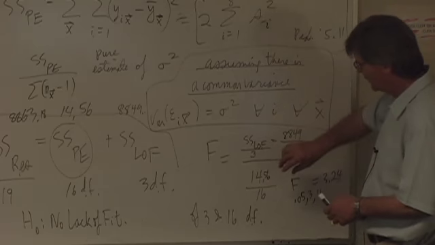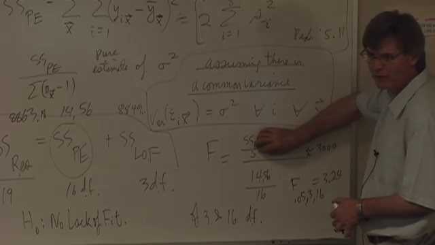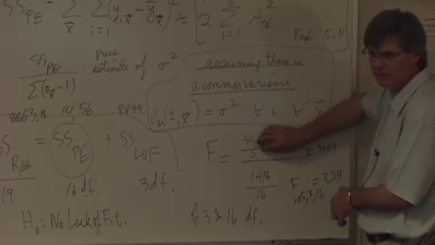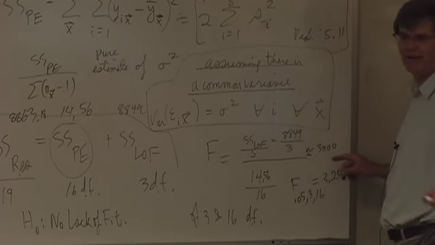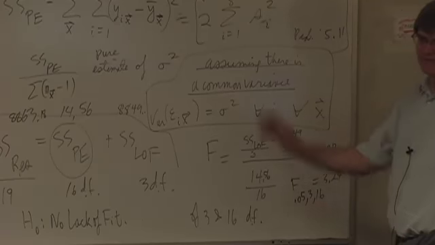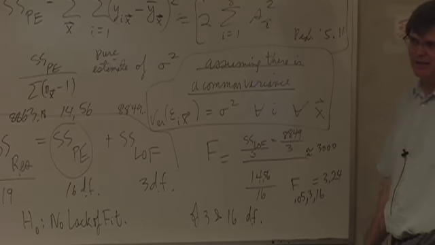Because if there is a lack of fit, then the numerator will have a positive bias for sigma squared. So I have sigma squared in the bottom, something bigger than sigma squared on top. In this case, much, much bigger. So then you just say, okay, there's a lack of fit. It's not a small lack of fit, it's a big lack of fit.